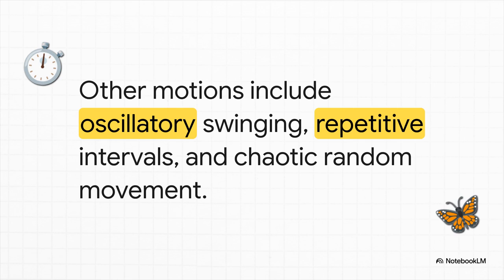And finally, random motion. This is totally chaotic and unpredictable. It lacks any sort of specific pattern. A great example? The erratic, fluttering flight of a butterfly through a garden, or invisible gas molecules just ping-ponging around the room you're sitting in right now.